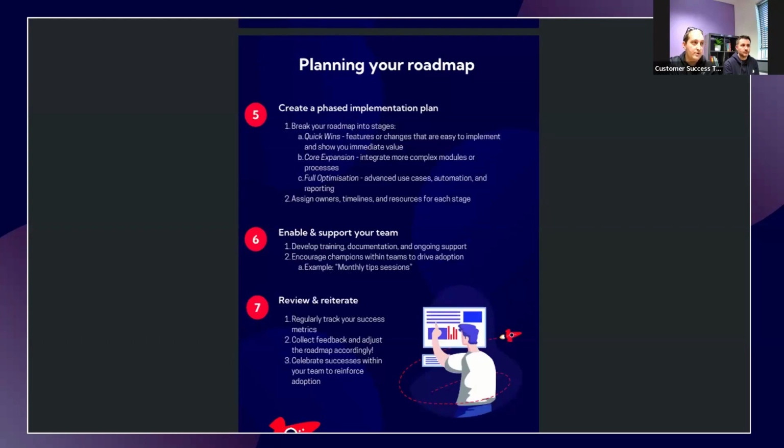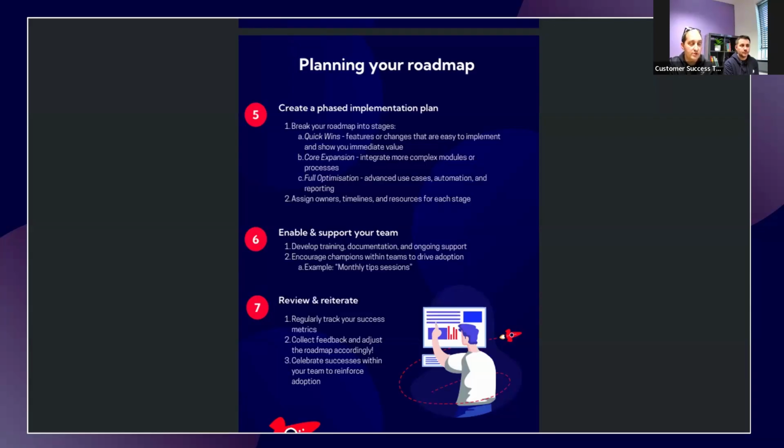Phase 5 is then how you are going to implement that. So how are you going to implement that across your organization to reach your goal? It could be things such as quick wins using a new feature, or it could be a full optimization where we're looking at advanced use cases and some automation, some reporting. How do you implement what you want to do?